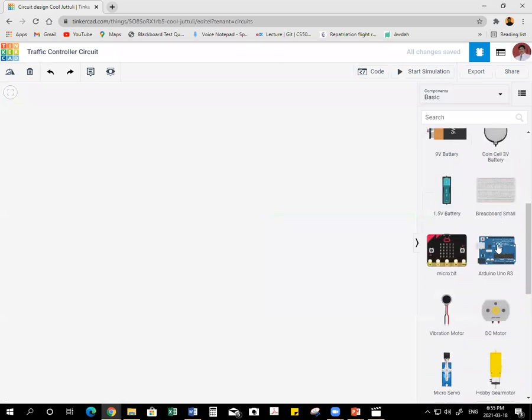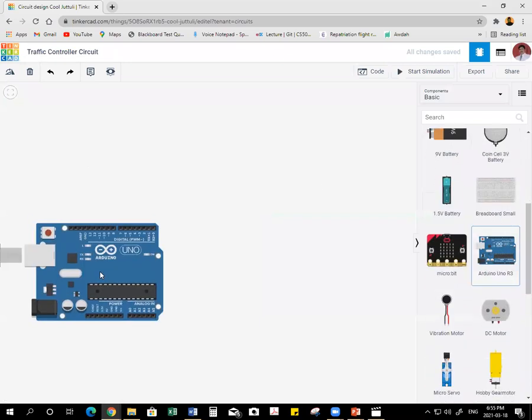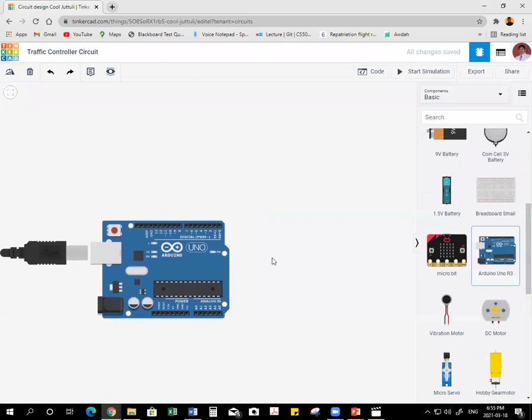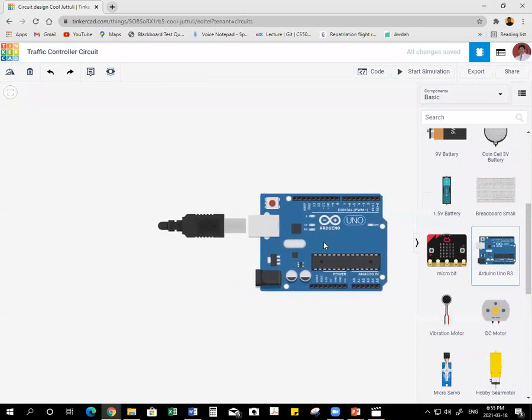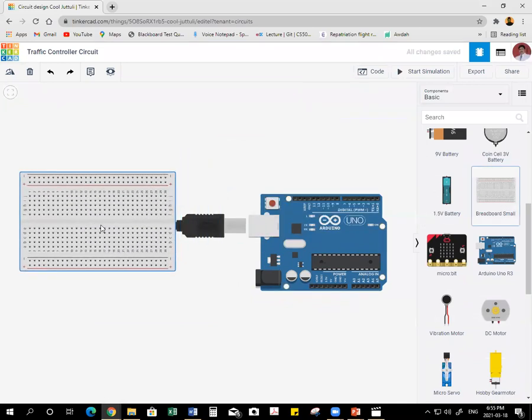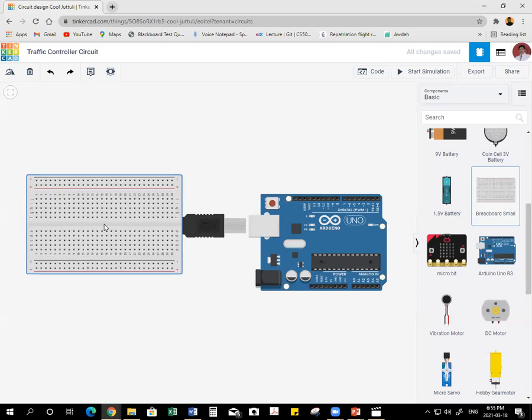Okay, now bring the Arduino, please. Here, I got the Arduino. I will keep it here. Now for many other components, if you want to add, it is better to use a small breadboard, so that I can use many positive terminals and many negative terminals.